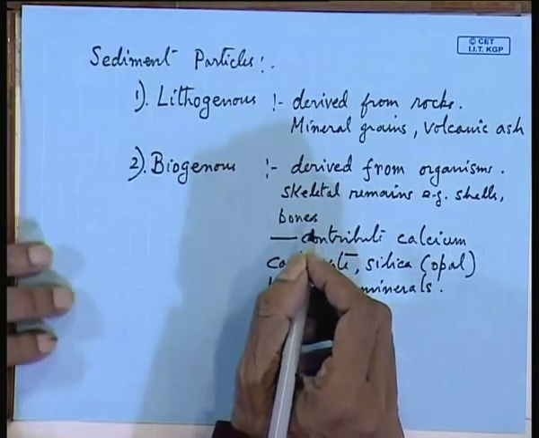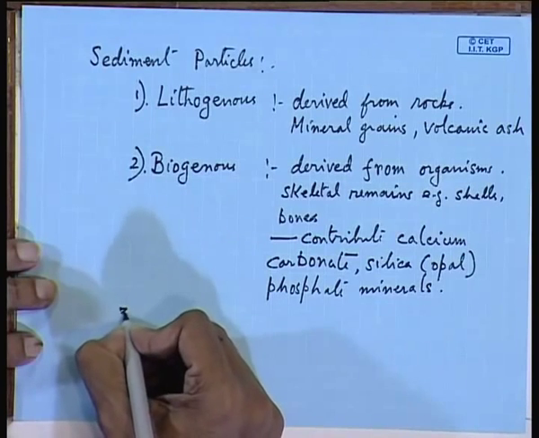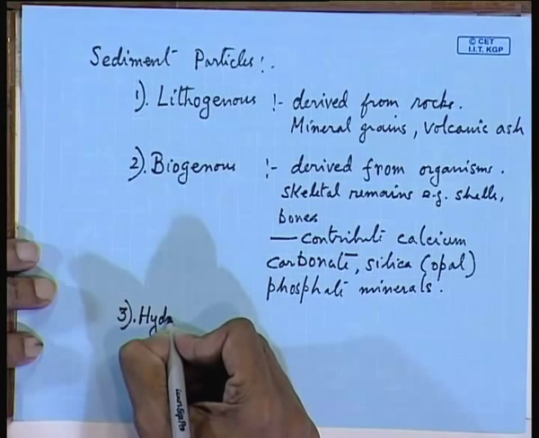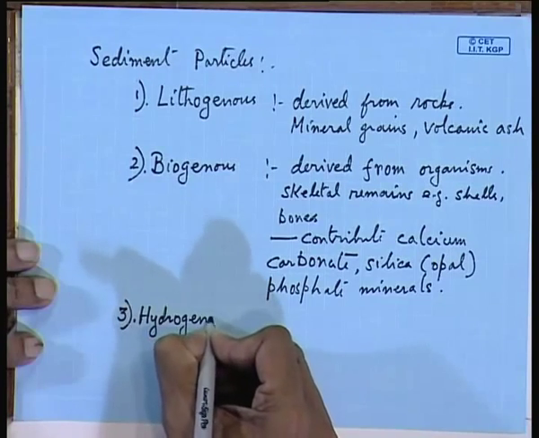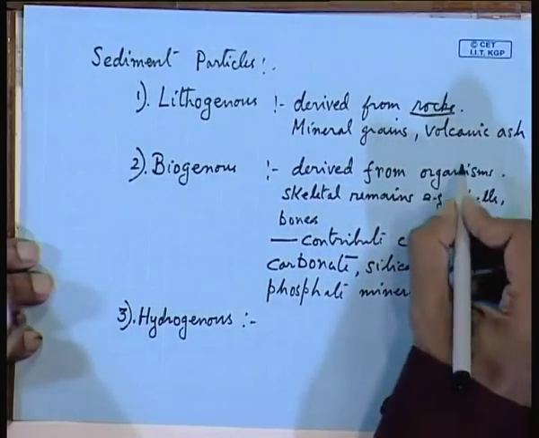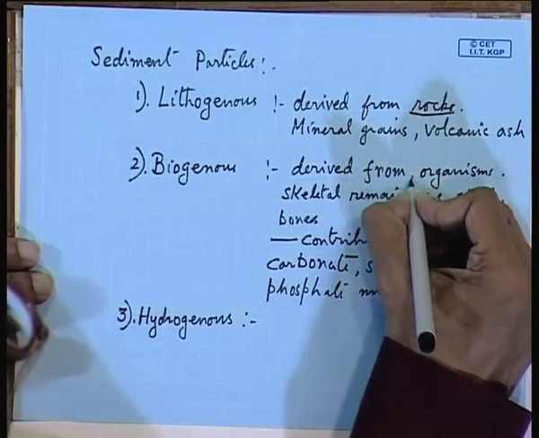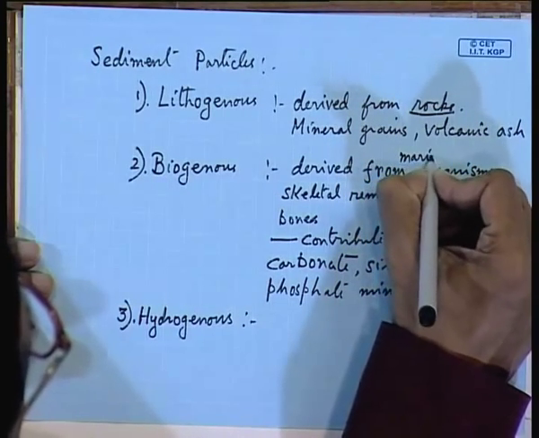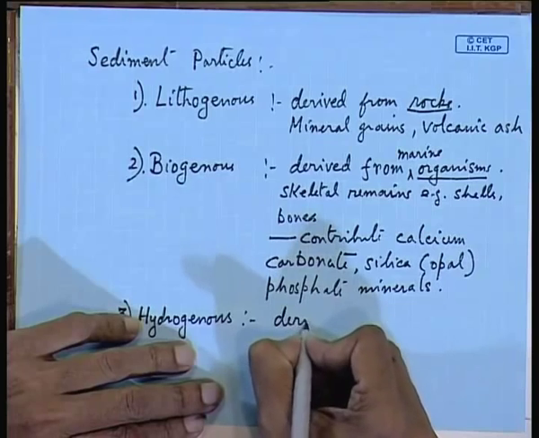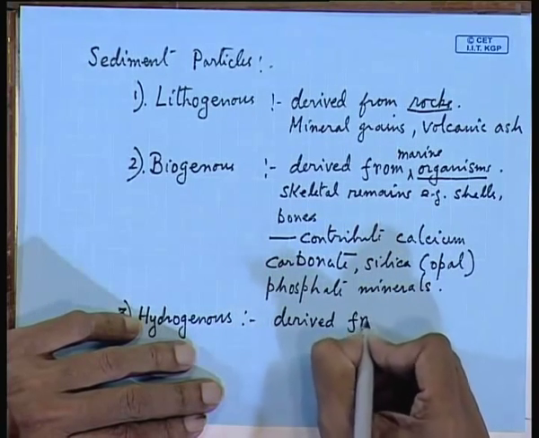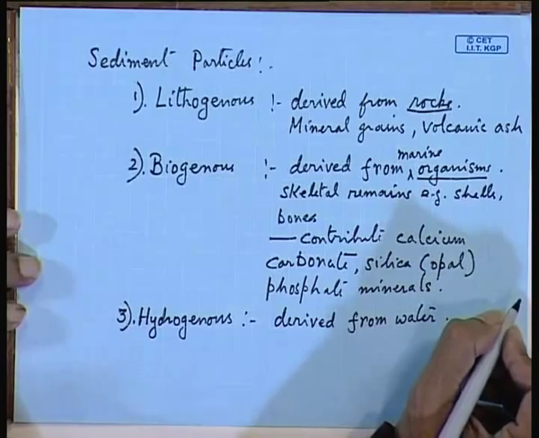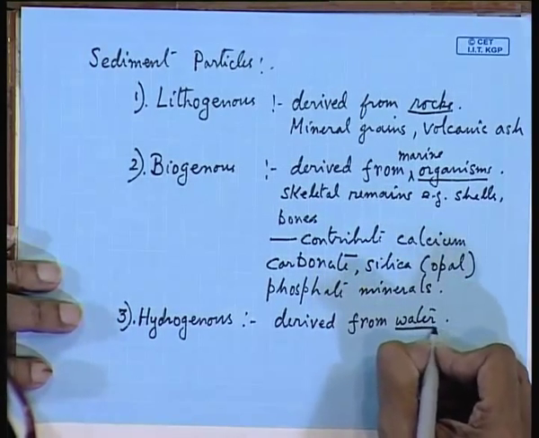The last variety is hydrogenous. So, the first one is derived from rocks, the second, rather you write, from marine organisms. The last one is derived from what? It is derived from water. So, this is the chemical reaction of seawater.